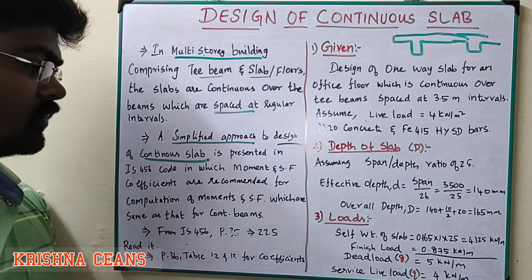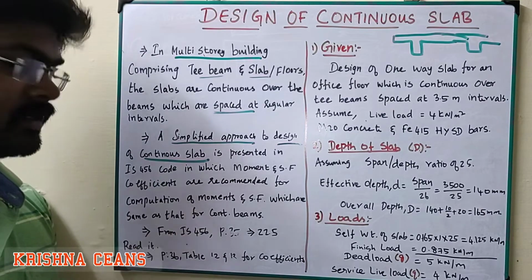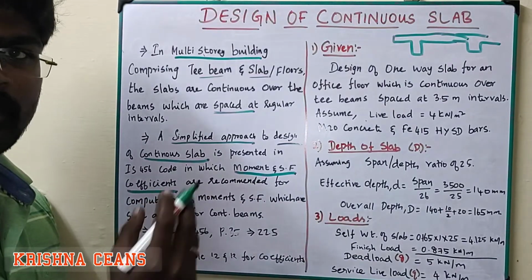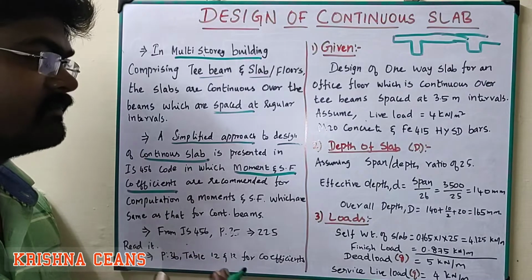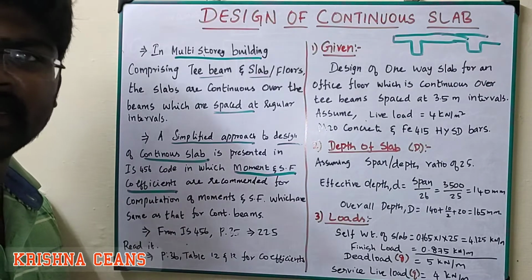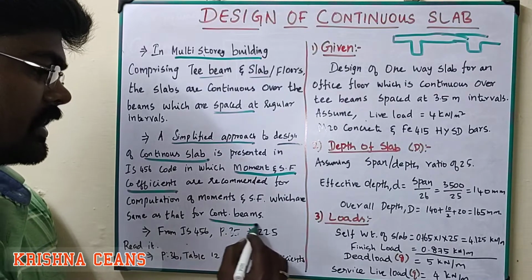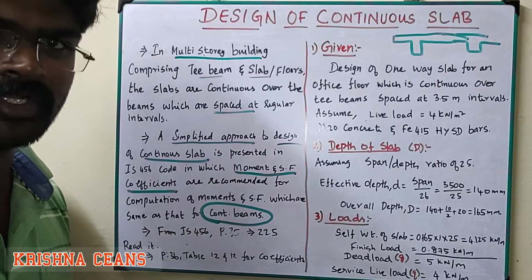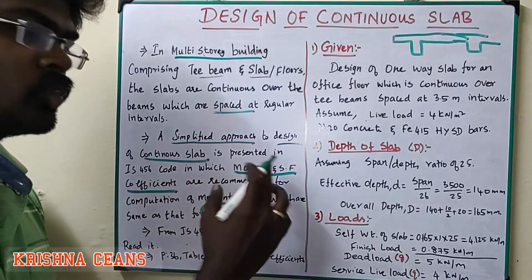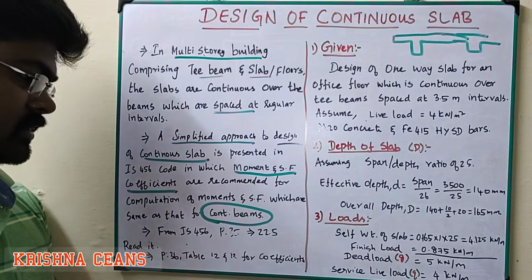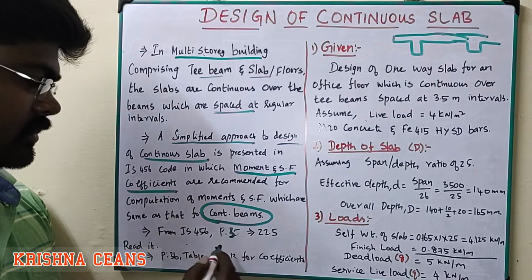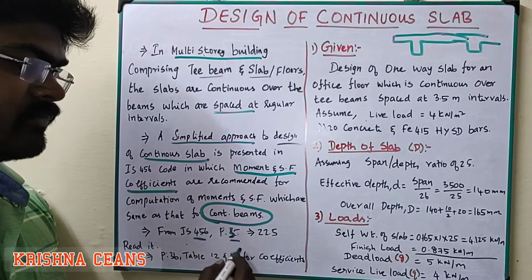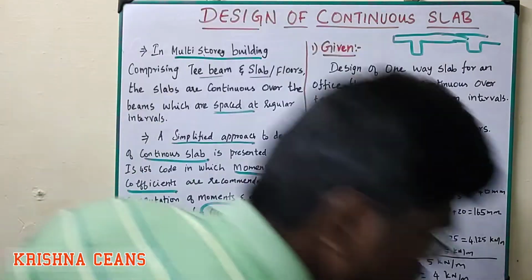So in IS 456 they recommended some moment and shear force coefficients. Based upon the coefficients, the values will give the actual bending moment and shear force. As we design the continuous beam, we are going to design the continuous slab also based upon the moment coefficient as well as the shear force coefficient. We can refer to the coefficients in IS 456, page number 35, clause 22.5.